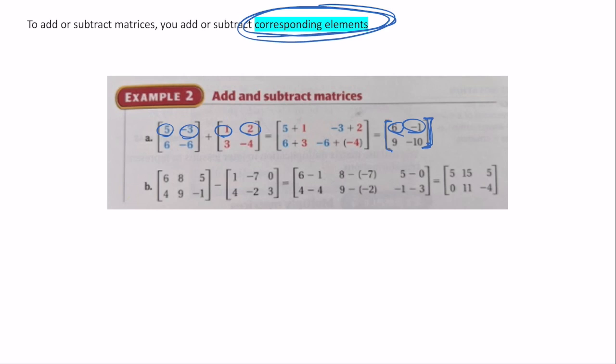So we have 6 minus 1. We have 8 minus -7. So notice that's going to end up being positive. We have 5 minus 0. So 5 minus 0. And we just go through each one, each corresponding element, and we end up with 5, 15, 5, 0, 11, -4, and we again have a 2 by 3 matrix.